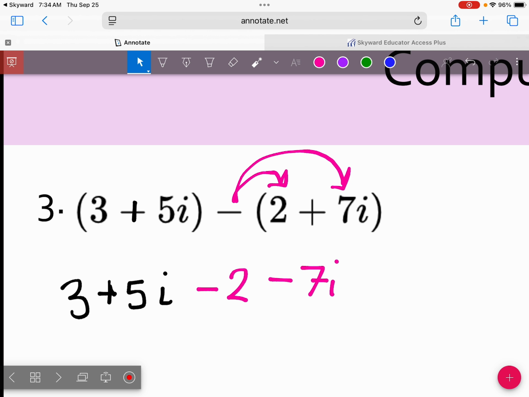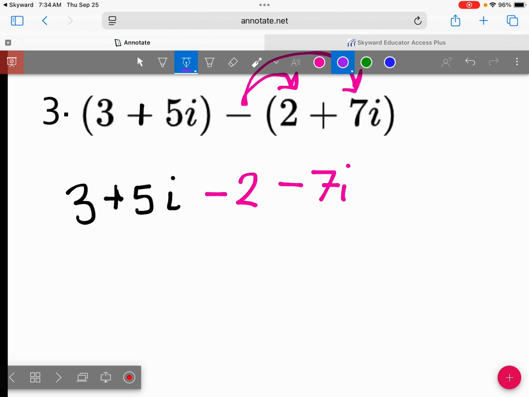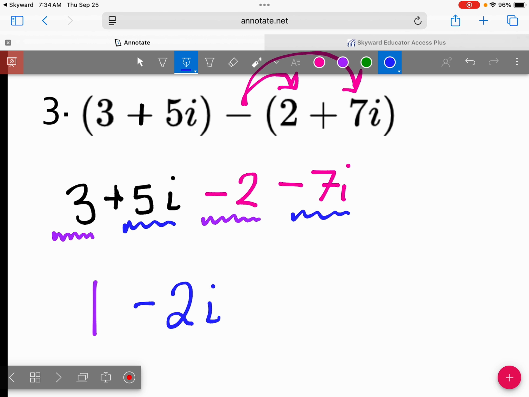So what do we get when we combine things together? One and negative 2i. That's coming from my 5i minus 7i. Go ahead and try number 4. See what you can do.